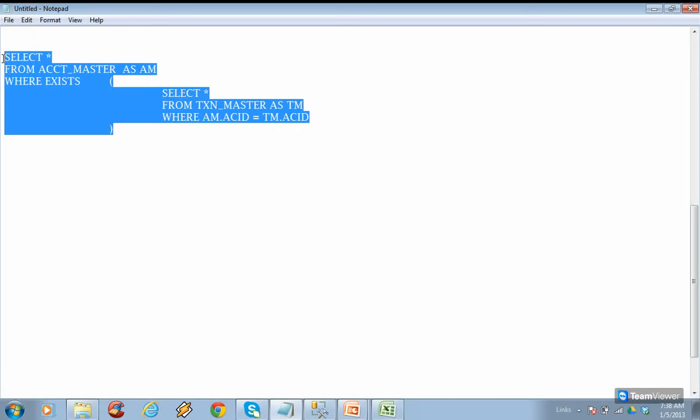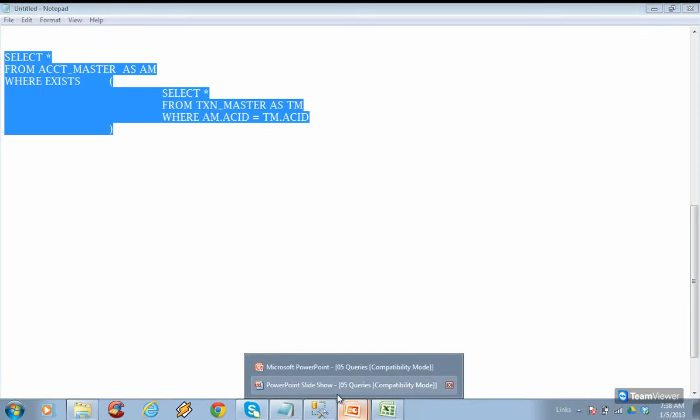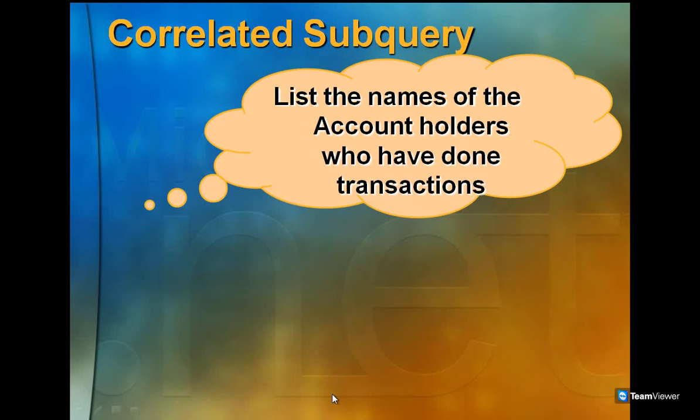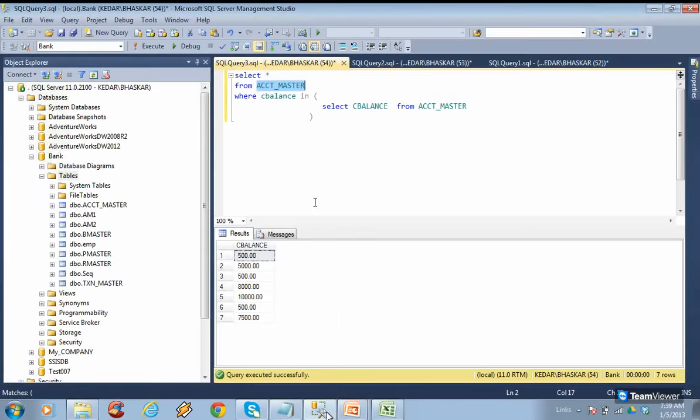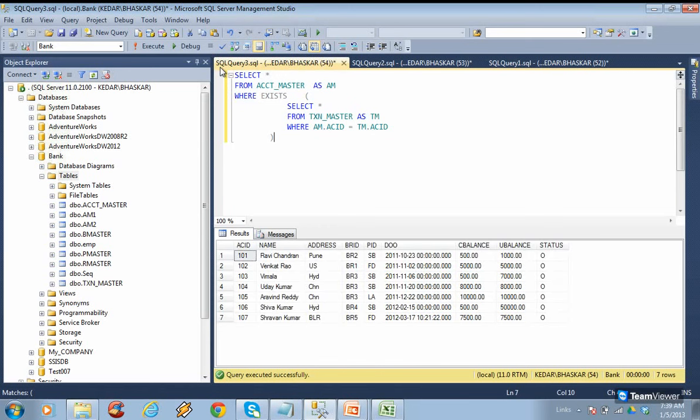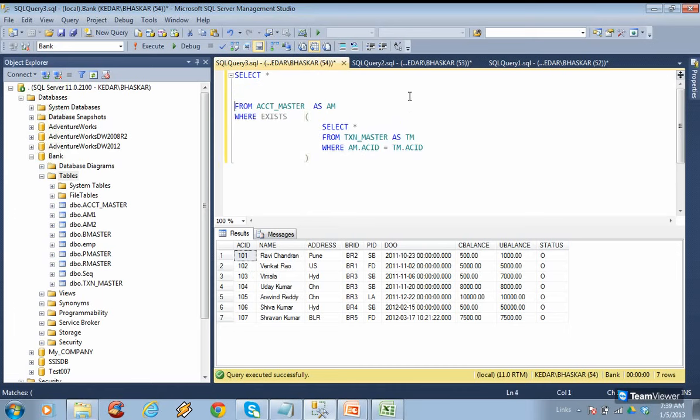So let us understand who are the people who have done the transactions. These are the people, actually all of the people who have done the transactions. I have Ravichandran, Venkatrao, Vimala. I have 102, 3, 4, 5, 6. They have done transactions. So let us see whether there are any people who did not do any transactions.